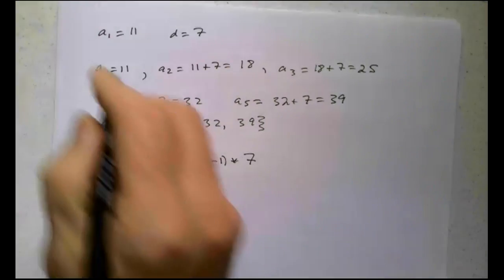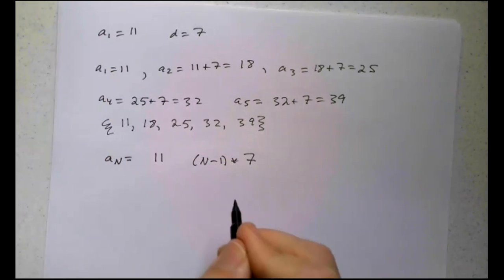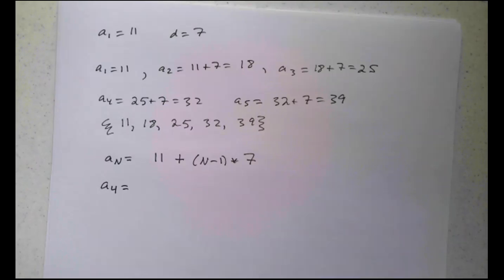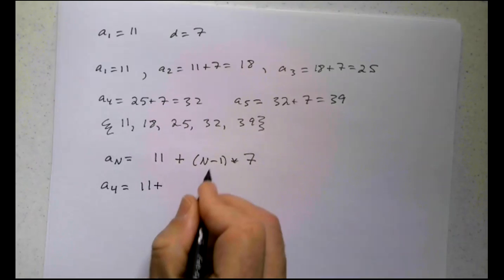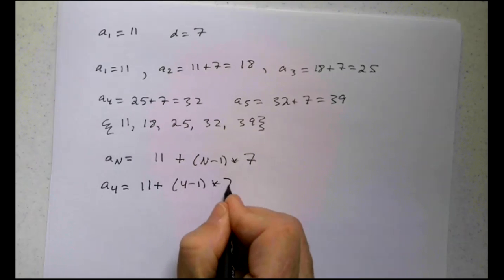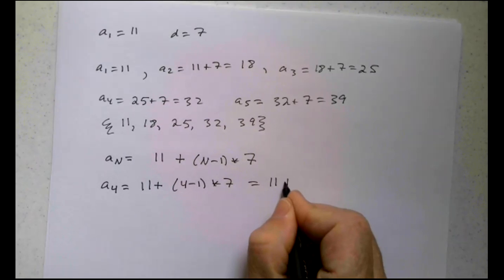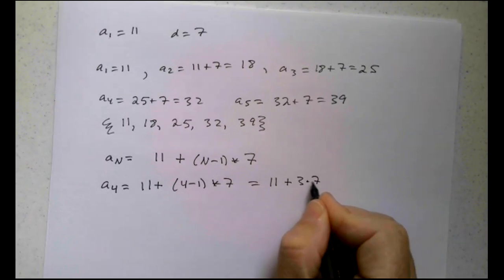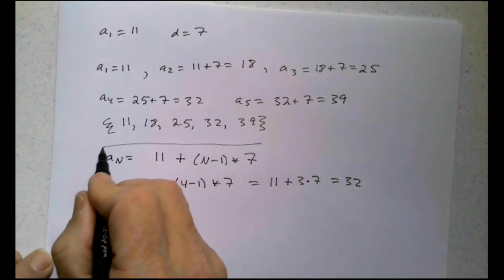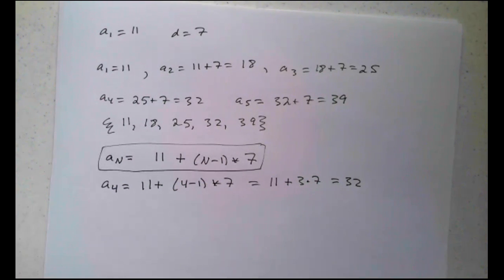What am I starting with? I am starting with 11. So it should be 11 plus n minus 1 times 7 should be our nth term. So for example, let's try our fourth term. Let's see what is a sub 4. A sub 4 is 11 plus, plug in a 4 for n, 4 minus 1 times 7, which is 11 plus 3 times 7, 21 plus 11, which is 32. So that matches, that checks that indeed this is going to be our nth term of our sequence.